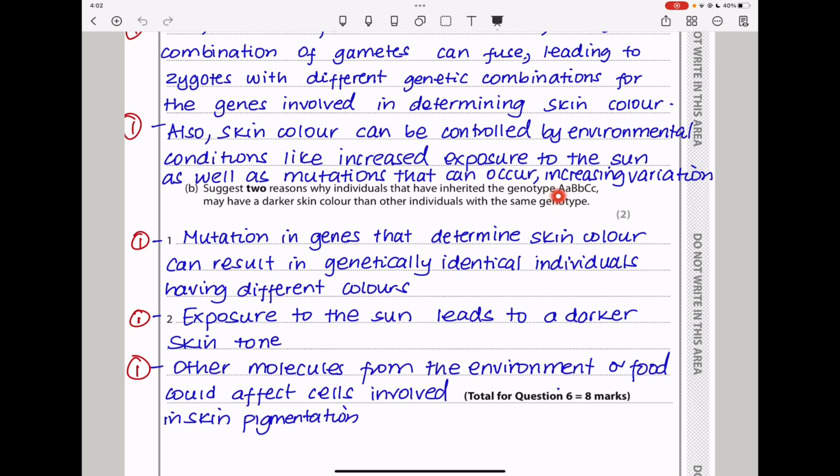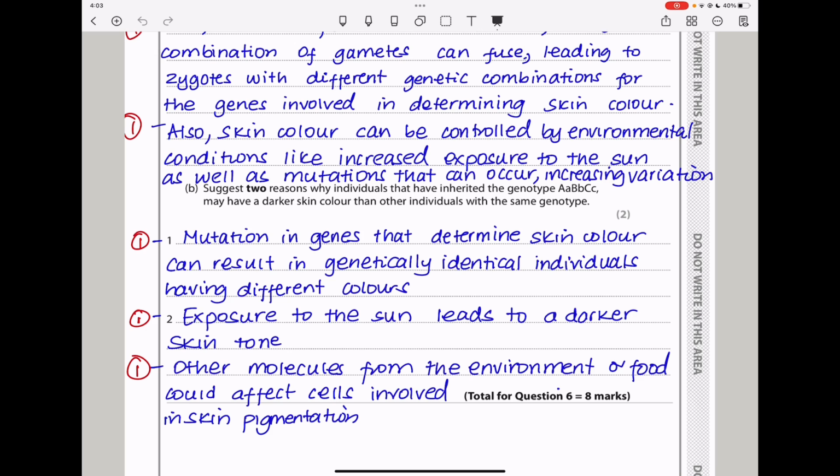If individuals have the same genotype, I'll say like identical twins, and they have different phenotypic characteristics, it is because the environment has played a specific role, or it could be that a mutation has occurred. So I said mutation in genes that determine skin color can result in genetically identical individuals having different colors. Also, exposure to the sun leads to a darker skin tone.